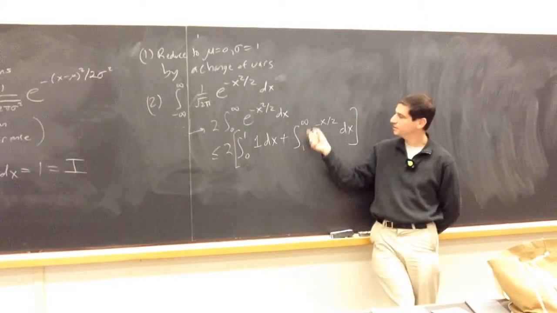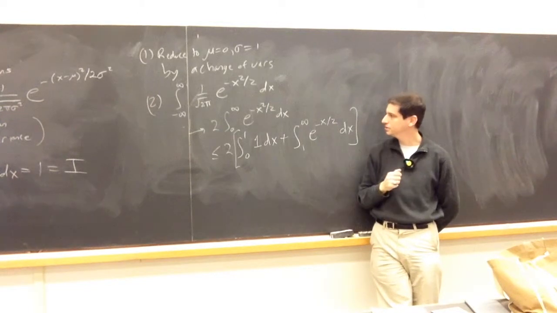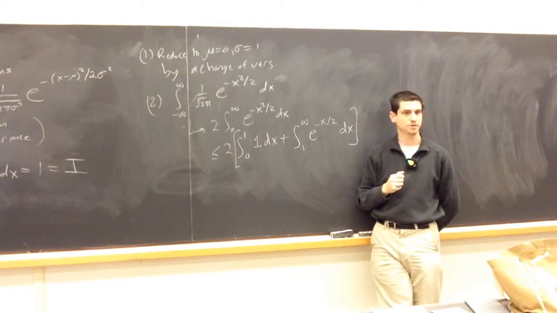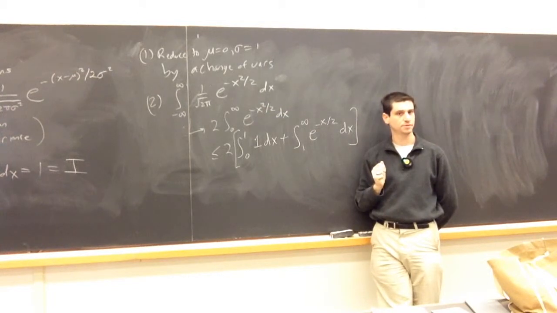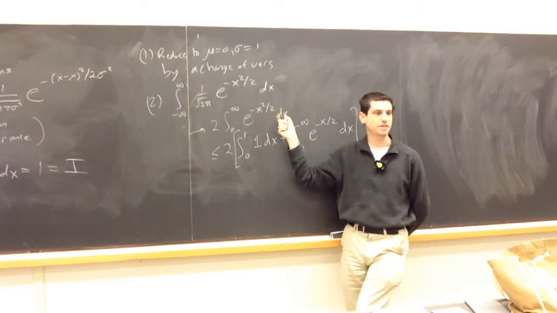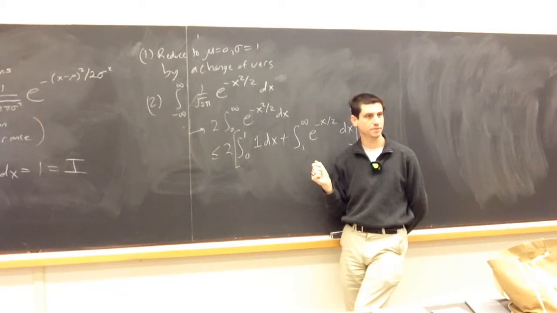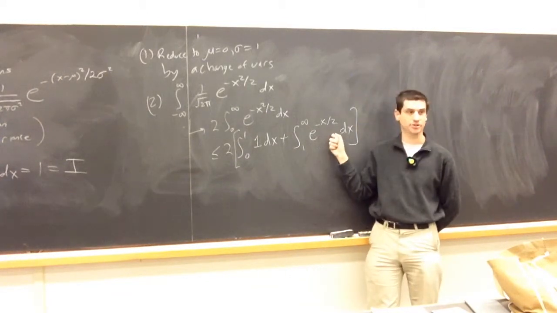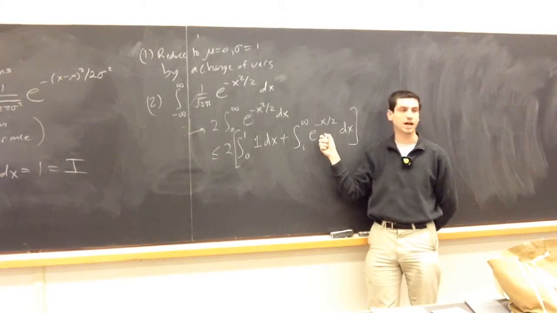Now let's look and see what's happening from 1 to infinity. What I'm doing is I'm replacing x squared with x. Is that going to make this larger or smaller? So which would you rather have, e to the negative 100 or e to the negative 10? Which is going to be larger, e to the negative 100 or e to the negative 10? So this is making it much larger. Okay? So I'm replacing this with something larger.